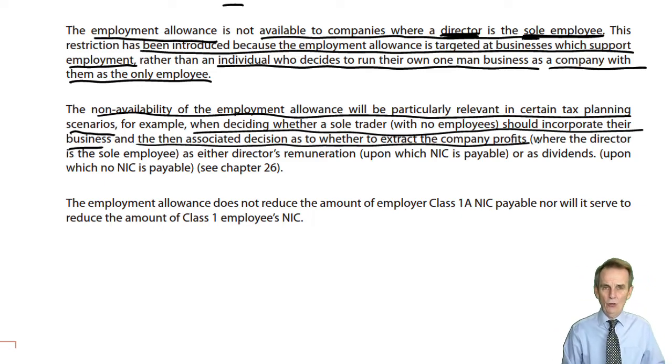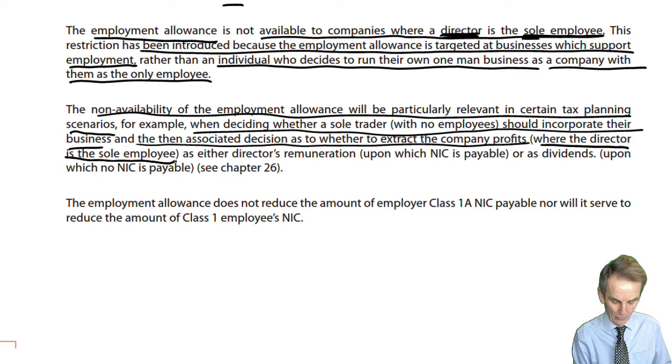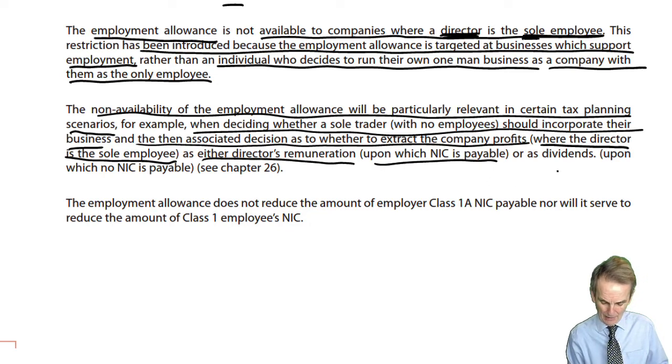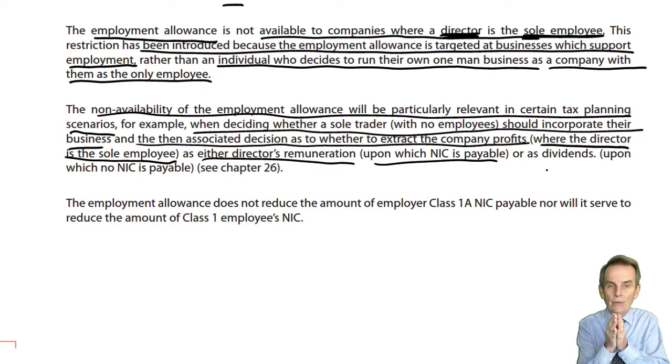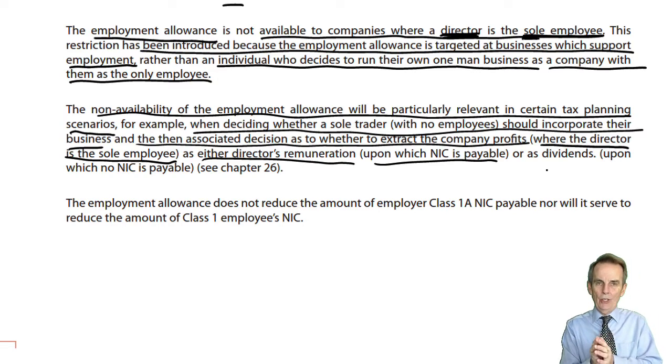But another issue where national insurance contributions are relevant is if you've got your own company, you're running as a company, where the director is the sole employee, we've seen you don't get the employment allowance. If you've got your own company, what ways can you take money out of your company? They're called owner-managed companies. Owner, you own the shares in the company that then runs the business. Manager, you're the managing director of your company.